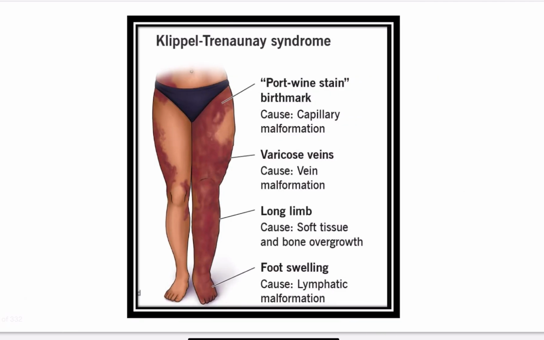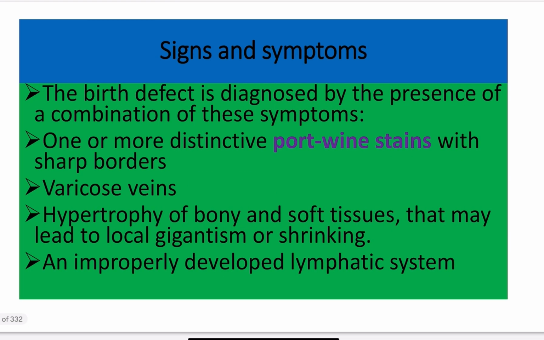Here we can see the Klippel-Trenaunay syndrome, and first of all, this is the port wine stain, which is present from birth. That means this birthmark is the port wine stain. The second is the varicose vein, and there is soft tissue and bone overgrowth. So soft tissue and bone overgrowth, varicose vein, and port wine stain are the features of Klippel-Trenaunay syndrome. And also here we can see the foot swelling. Why foot swelling? Due to lymphatic malformation.